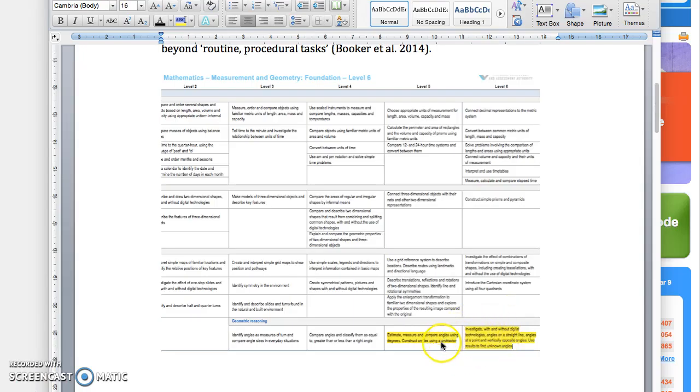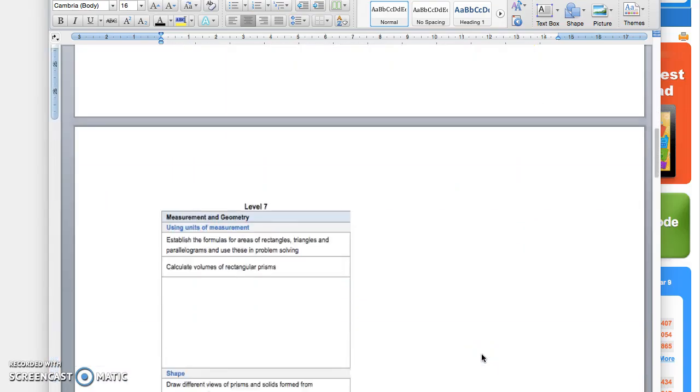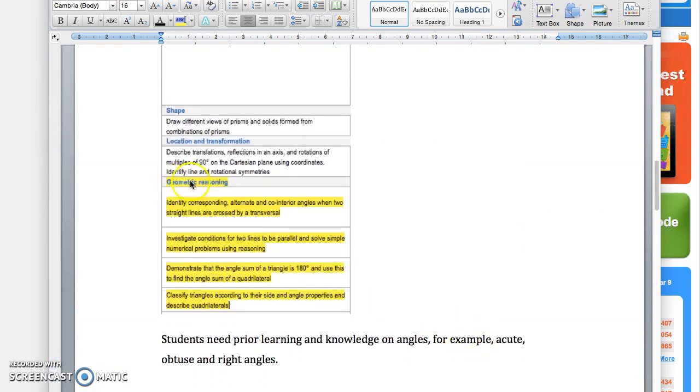You can see here in the Victorian curriculum that level 5 for geometric reasoning involves estimating, measuring and comparing angles using degrees, so using a protractor. And then level 6 involves investigating, with and without digital technologies, angles on a straight line, angles at a point and vertically opposite angles, and then using these results to find unknown angles. And level 7 in geometric reasoning involves identifying corresponding, alternate and co-interior angles when two straight lines are crossed by a transversal. It also includes these other components as well.